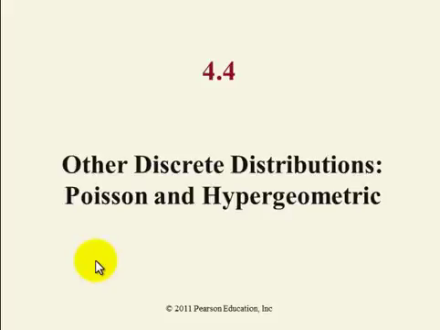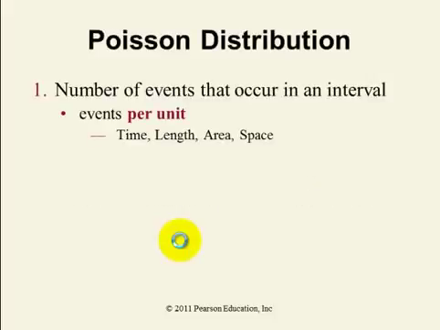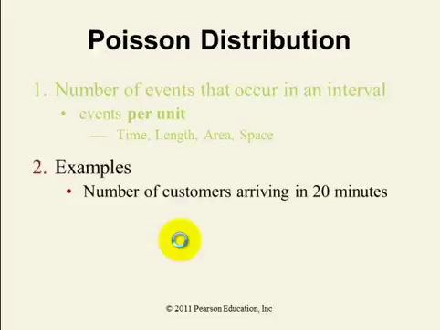Let's look at two other discrete probability distributions, the Poisson and the Hypergeometric. And we'll look at these relatively quickly. The Poisson distribution is used when we try to describe events that occur over time, in an interval of time, or in volumes or areas or spaces.